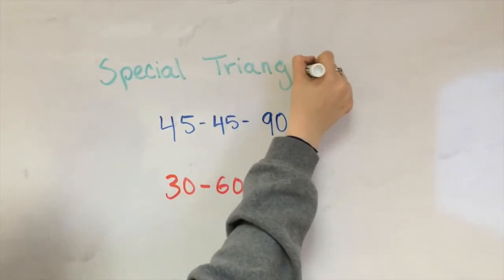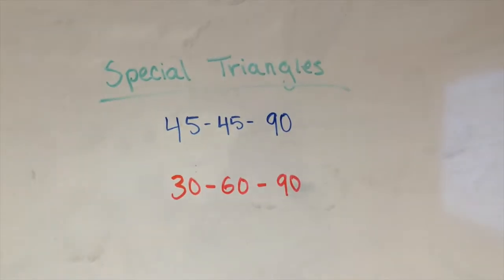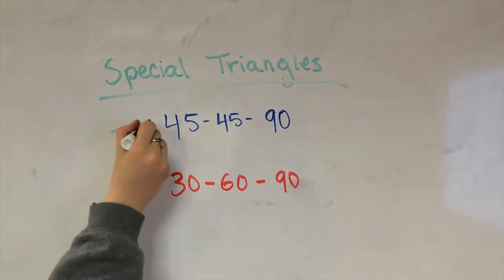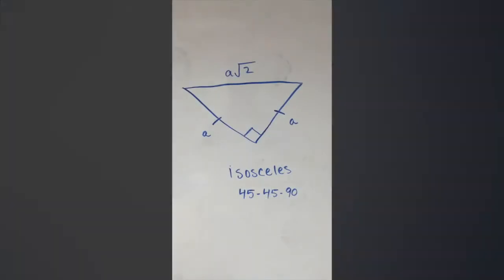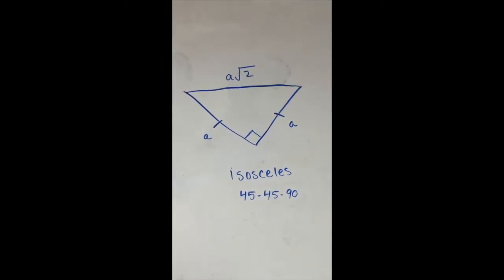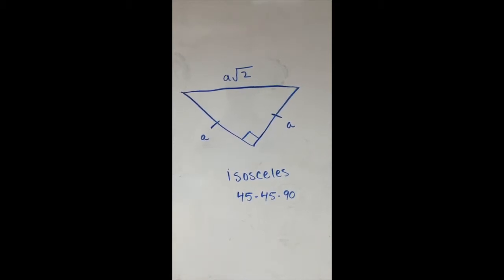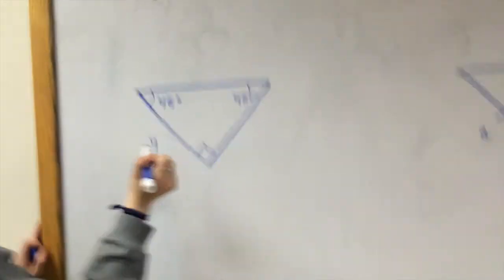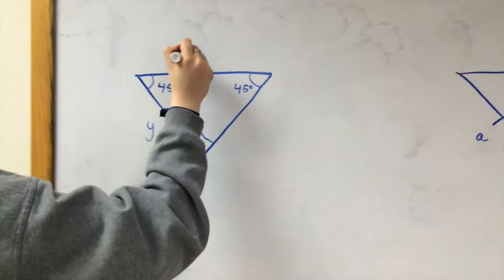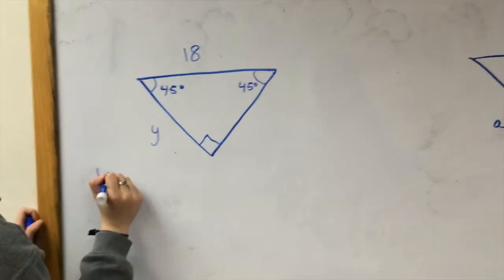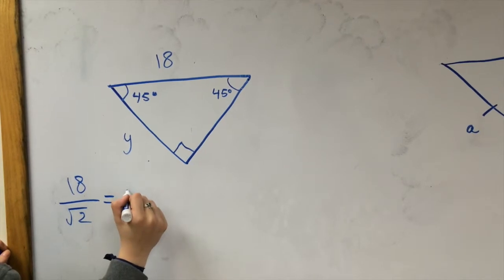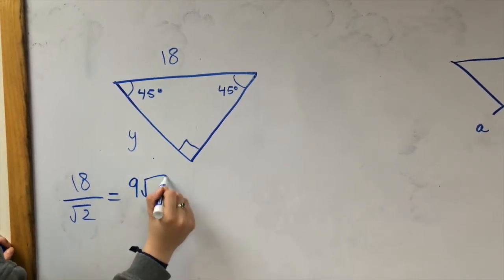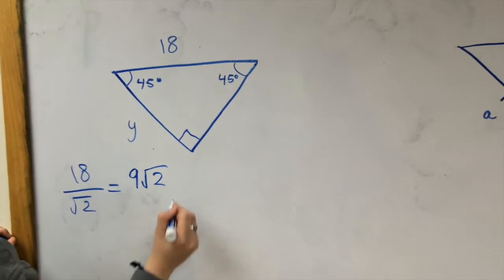So here we have a recap of special triangles. Special triangles are the 45, 45, 90, which is isosceles, and then there's 30, 60, 90. For the isosceles 45, 45, 90, there's two sides that are the same, and the hypotenuse is a root 2. So in this example, it's a 45, 45, 90 triangle, and the hypotenuse is 18, and we're trying to get y. So you do 18 over root 2 because the hypotenuse is a root 2, and so the answer is 9 root 2.